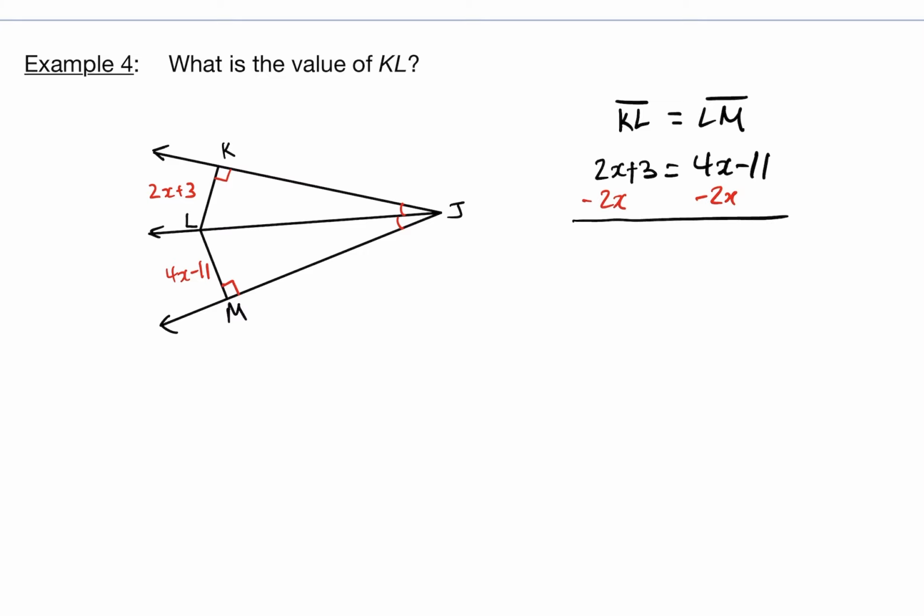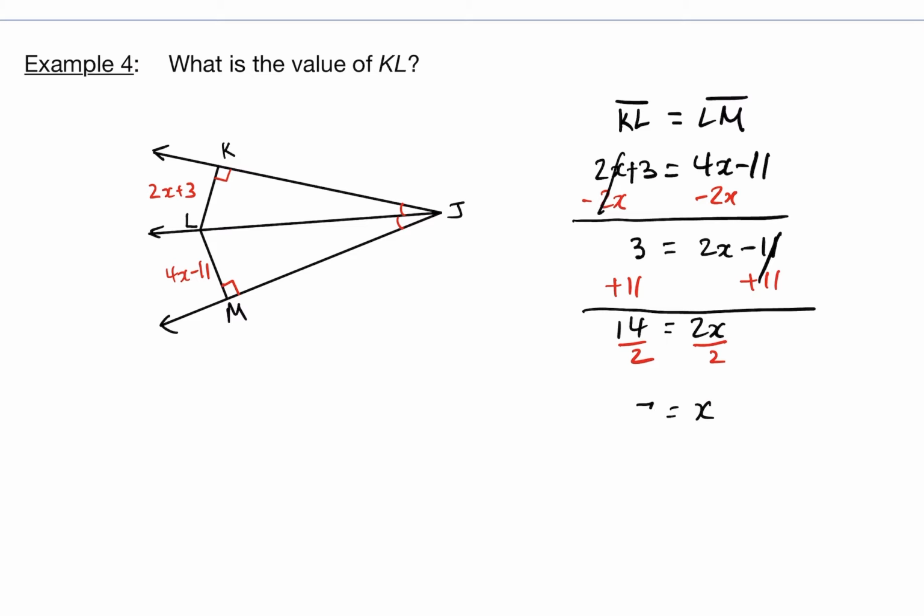So let's go ahead and subtract 2x from both sides. When we do, these cancel out, and we're left with 3 is equal to 2x minus 11. Now we're going to take this negative 11 and move it to the other side, and we do that by adding 11 to both sides of the equation. When we do, we get 14 is equal to 2x, and these cancel out. Now the last step is to isolate x, and we do that by dividing both sides by 2. When we do, we get x is equal to 7.